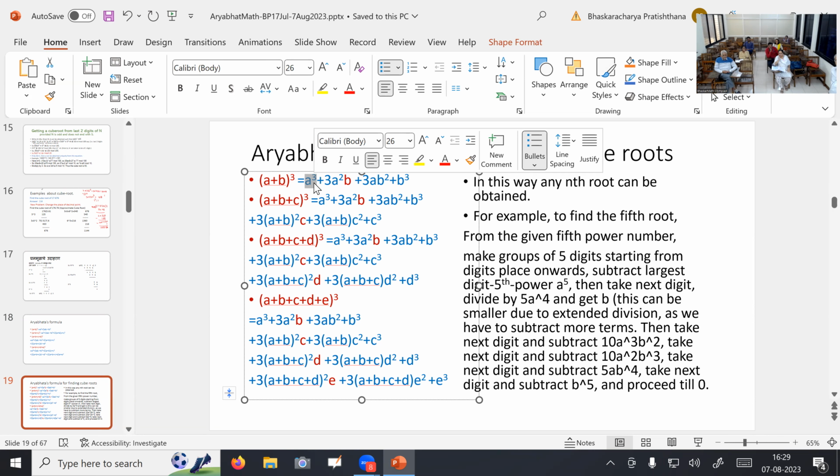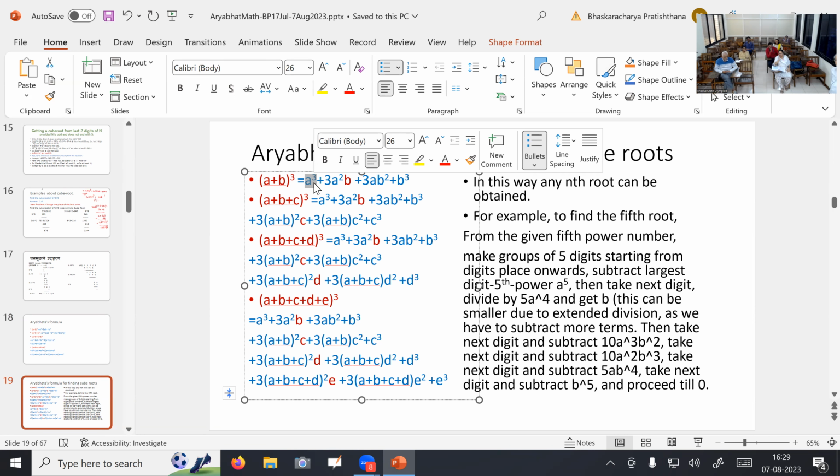So what does one do? One subtracts a cube, and then you divide whatever remains by 3a square, and find out b. That b is used, and you further subtract 3ab square, and further subtract b cube. So if a 2-digit cube root is there, then this is the formula that is used by Aryabhata.